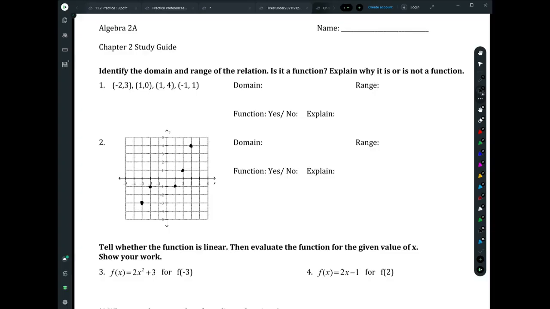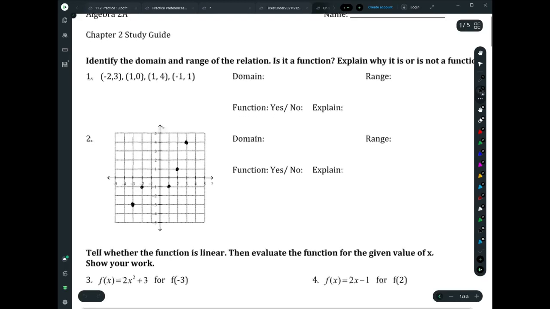This is the Algebra 2, Chapter 2 study guide. In this chapter, we dealt with domain and range of a relation or a function. Remember that domain are the x values and range are the y values.